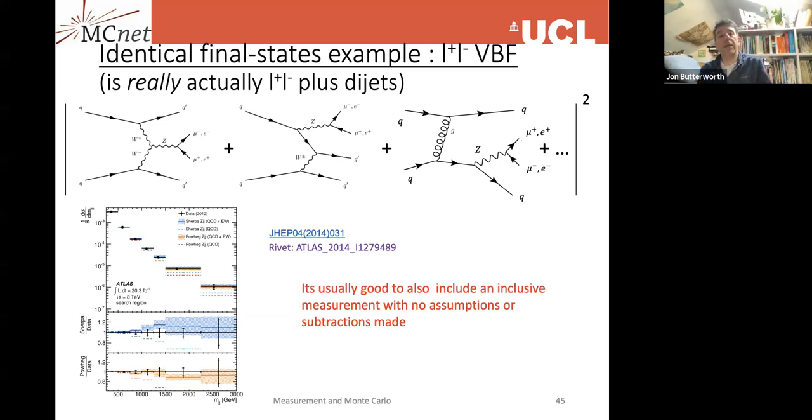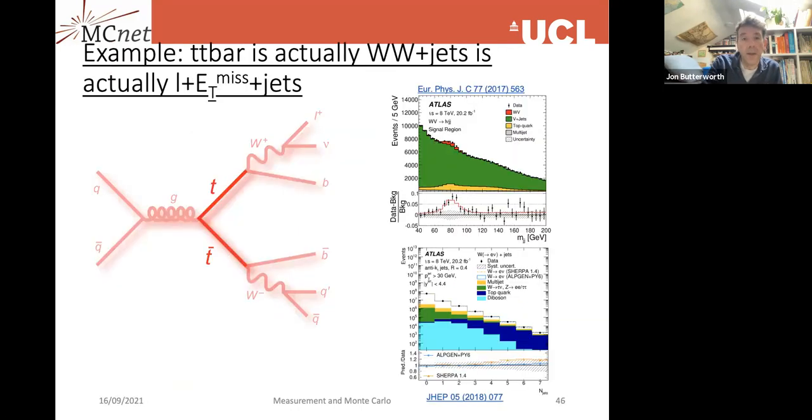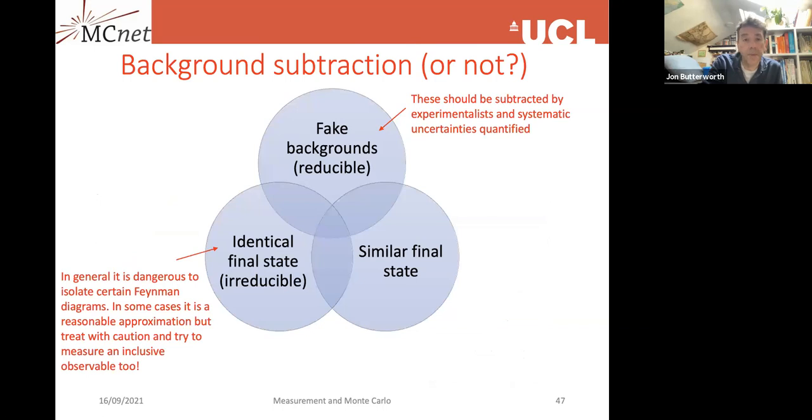But it's usually, I would say always, good to include an inclusive measurement where you make no assumptions or subtractions, and then start interpreting it in terms of what processes you were particularly interested in. Again, as said, t tbar is actually WW plus jets, which is also lepton plus missing energy plus jets, really, or dilepton plus missing energy plus jets sometimes. And you need to be aware of that and decide what you're going to do about those different contributions.